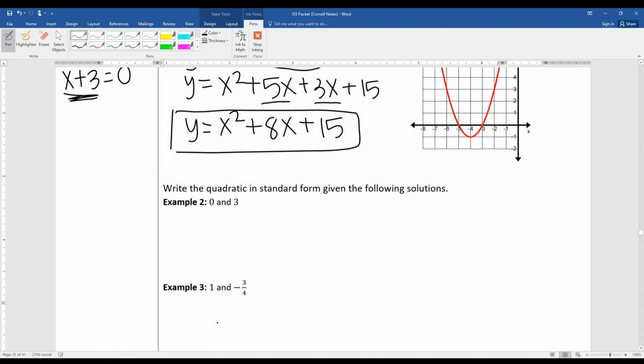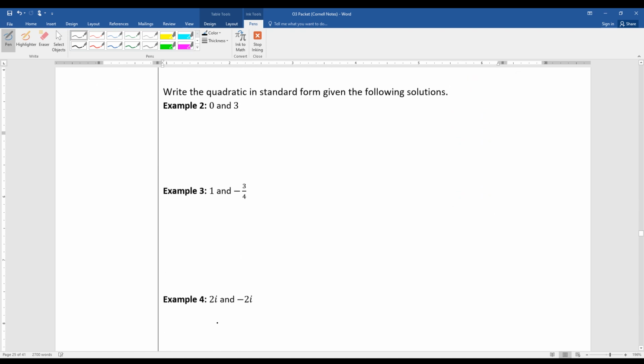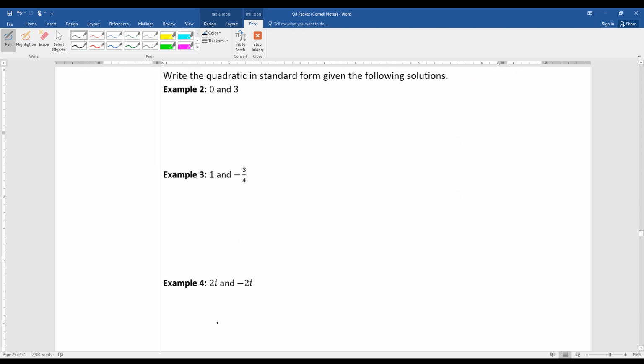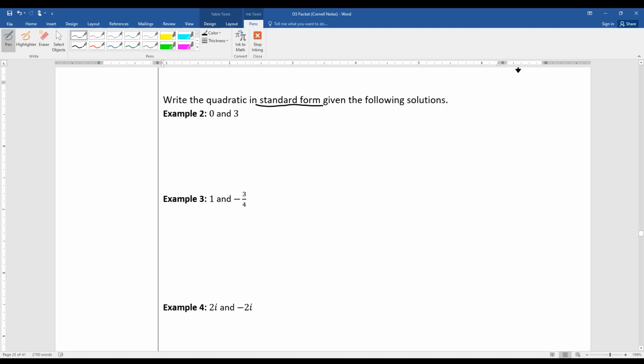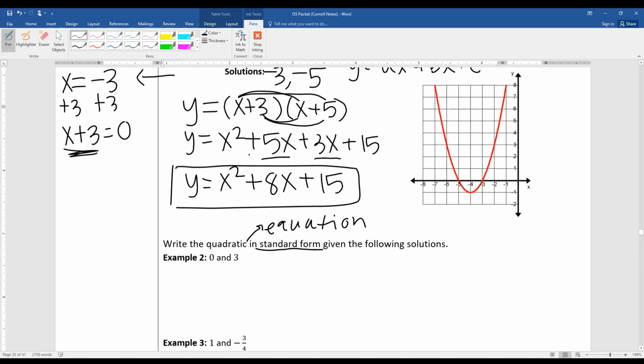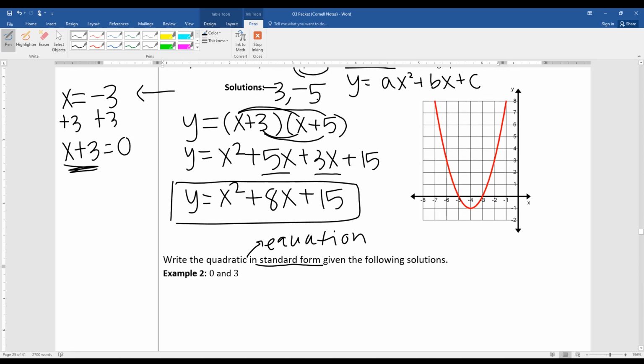Okay, let's do a few more together just to make sure that we got it. So example 2, again, says write a quadratic in standard form. And I do want to add on here that this should be a quadratic equation. A little bit different this time. It does not give me a graph. Instead, it just gives me those solutions. So that's like this first step that I had up here.